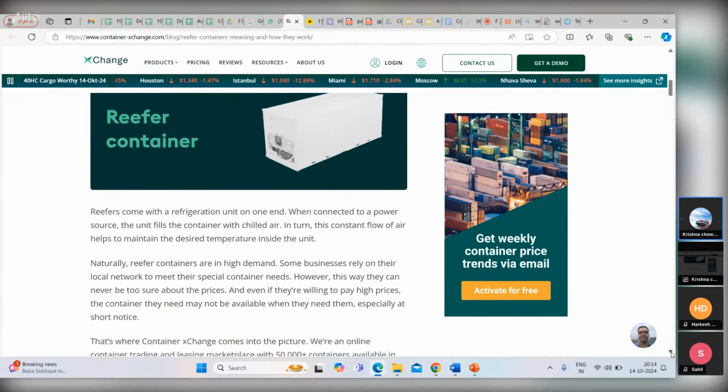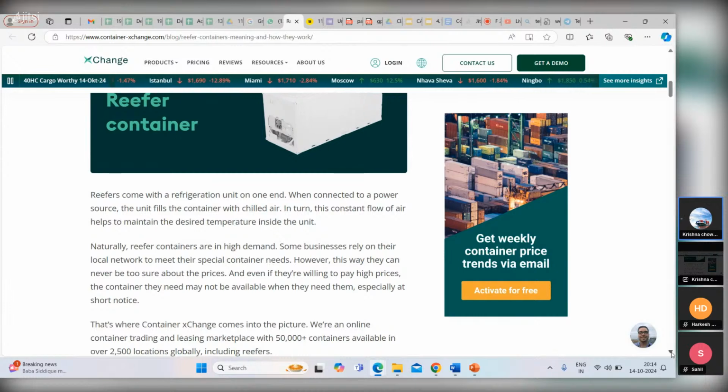Reefers come with a refrigeration unit. Okay, this is a reefer container, maybe for fruits or something, and this is a unit at one end, which when connected to a power source, fills the container with chilled air. So it will fill the room with chilled air as per the temperature you are setting. And in turn, this constant flow of air helps to maintain the desired temperature inside the unit.